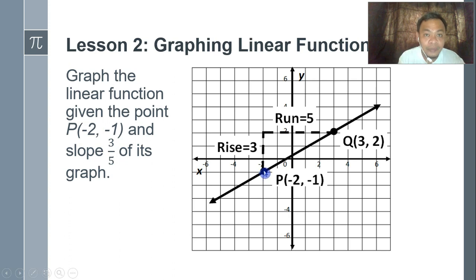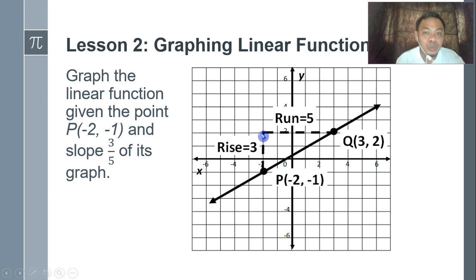Tapos, meron tayong given na slope na 3 over 5. 3 is rise, change in y-axis. 5 is run, change in x-axis. So, positive 3 and positive 5. So, it means kapag positive, papunta sa taas or upward. Tapos, yan po yung rise. Tapos, yung ating run ay positive. So, it means going to the right. So, nagiging ganito. From point P, rise po natin ay 3 units. So, let's count. 1, 2, 3.